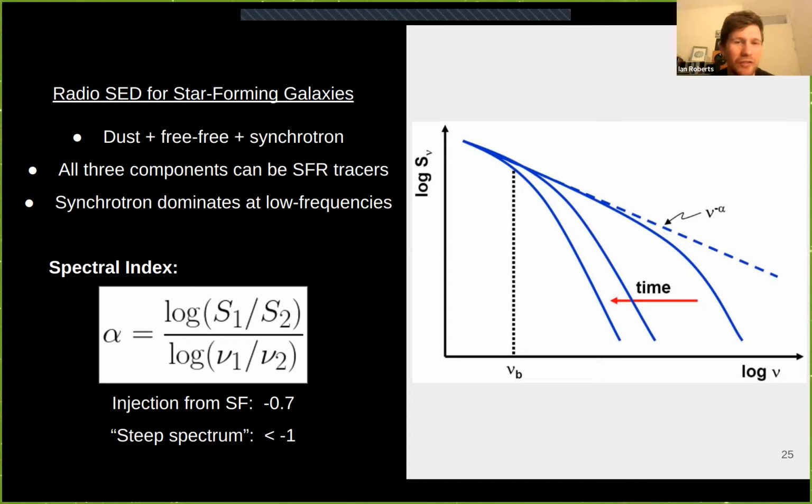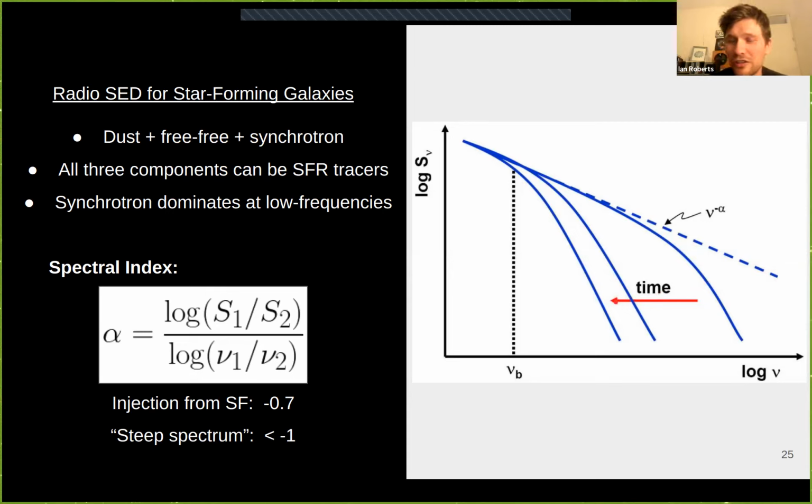But over time, if just left alone, the shape of the spectrum will change, in particular, just due to the dependence of the radiative timescale on frequency. You end up losing high frequency emission first, and then progressively this spectrum cuts off at the high frequency end and steepens over time. So as you move later and later in time, you end up with a steeper and steeper spectral index.